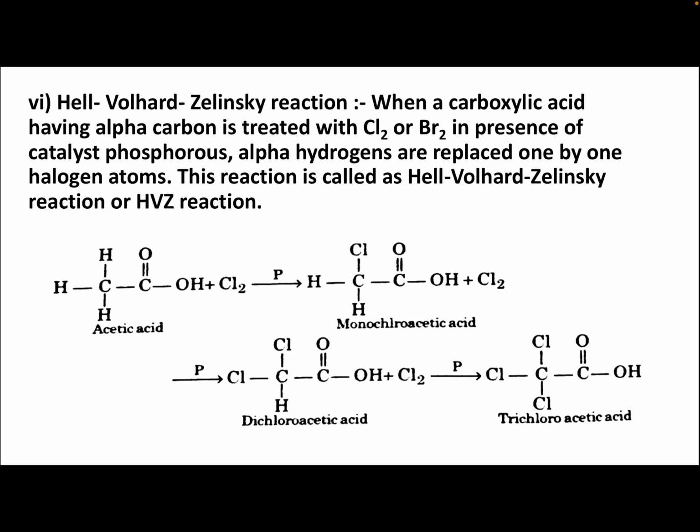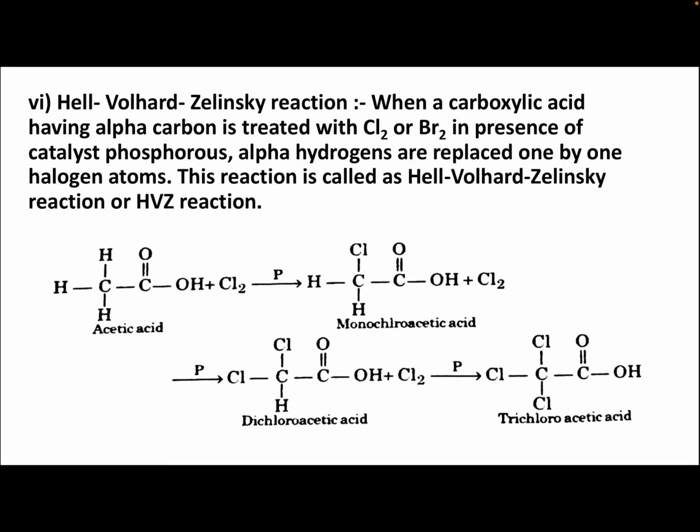Next, Hell-Volhard-Zelinsky reaction. When a carboxylic acid having alpha carbon is treated with chlorine or bromine in the presence of catalyst phosphorus, alpha hydrogens are replaced one by one by halogen atoms. This reaction is called the Hell-Volhard-Zelinsky reaction or HVZ reaction. For example, acetic acid CH3COOH. The carbon next to C=O is the alpha carbon and its hydrogens are alpha hydrogens. There are 3 alpha hydrogens.